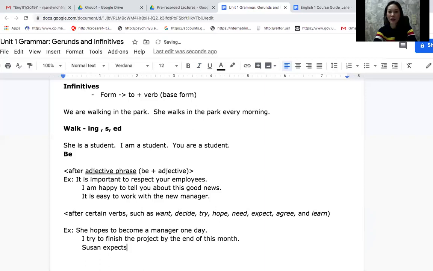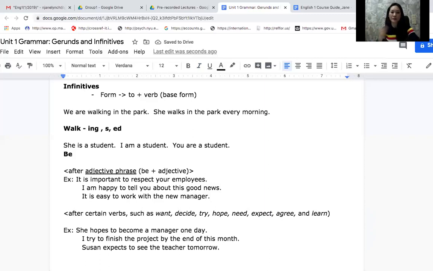Let's add s because I want to use present simple tense. Susan is singular, so Susan expects. When we use this verb, expects, do you use gerund here or infinitive? The answer is infinitive. Susan expects to see the teacher tomorrow.